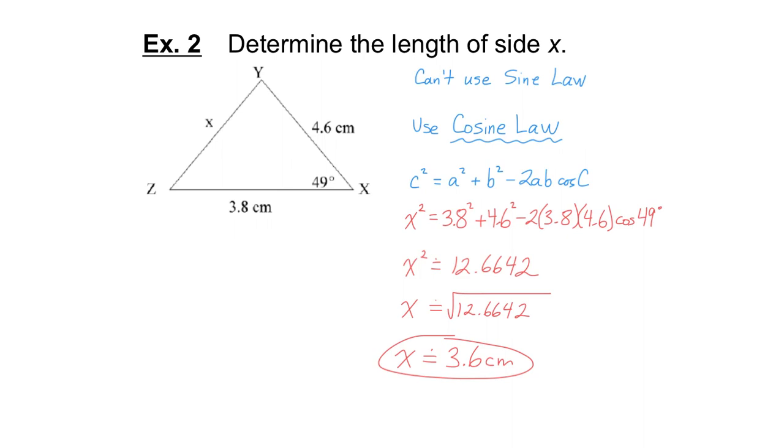And just a side note, some people might be wondering, why did I not do the plus or minus square root here? Well, think about what you're doing. You're finding a length. It doesn't make sense to have a negative value as your answer for a length, so that's why we're only taking the positive square root at this point.